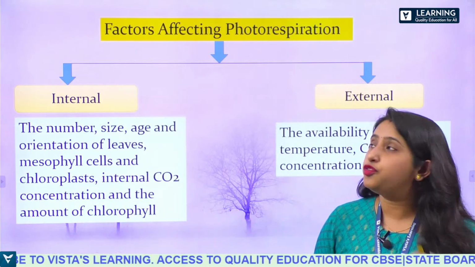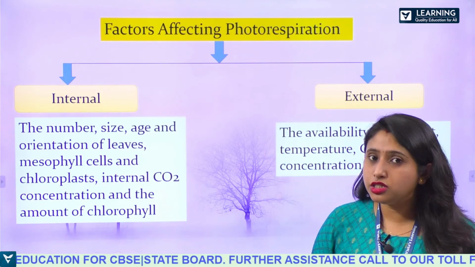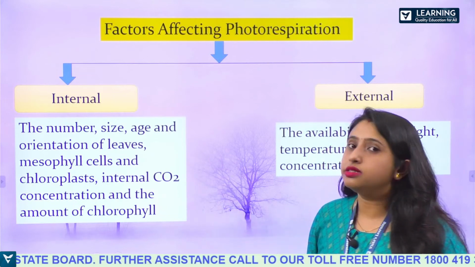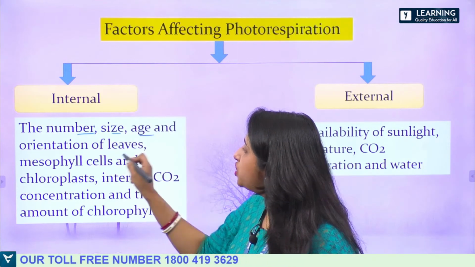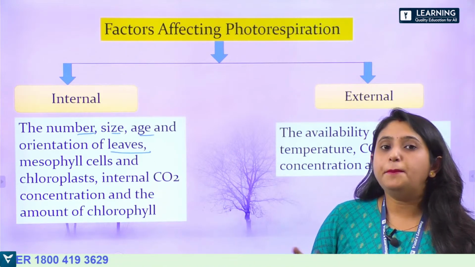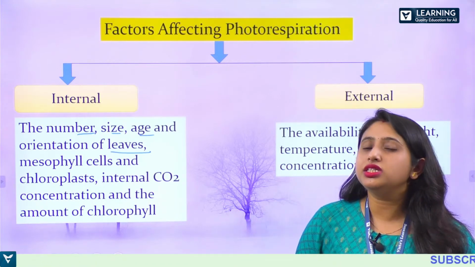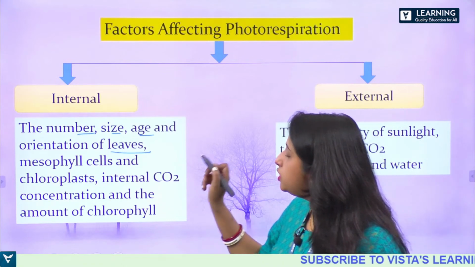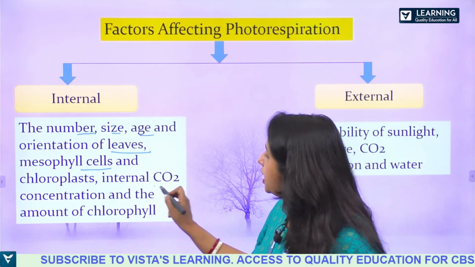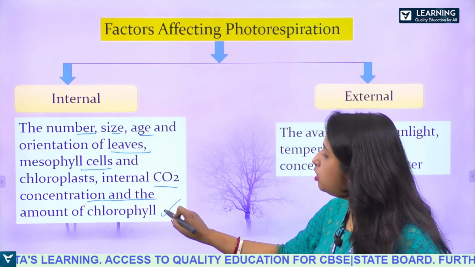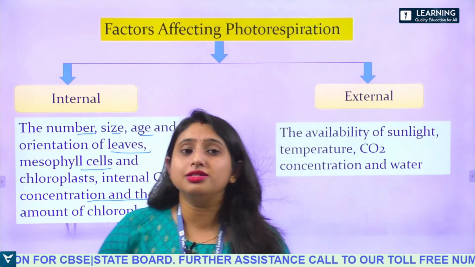So now understand the factors. These are the factors which are affecting photosynthesis. What are the various factors? Internal factors are the number, size, age, and orientation of leaves. Orientation means whether the leaf is facing the sunlight or not, how the mesophyll cells are in the leaf, how the chloroplasts are present, and the internal CO2 concentration and the amount of chlorophyll in that leaf. All these are the internal factors.